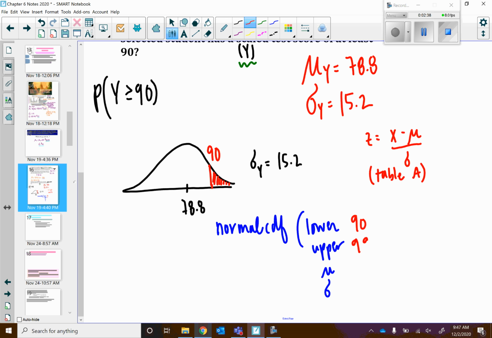Upper is some big number. Plug in whatever big number you want. I usually just put a bunch of 9s. Our mean is that 78.8, and our standard deviation is 15.2. Then we let our calculator do all the heavy lifting.